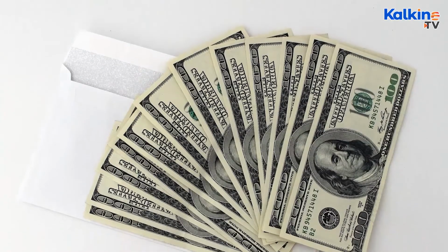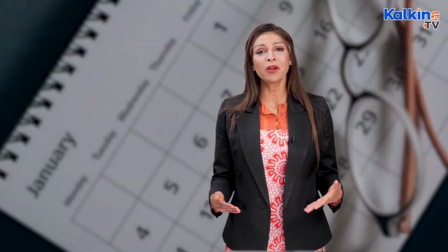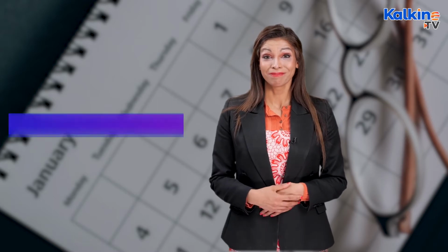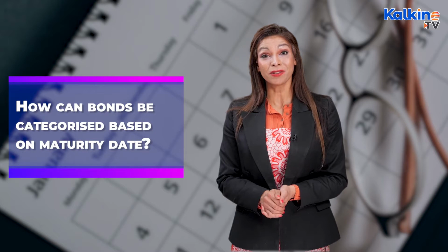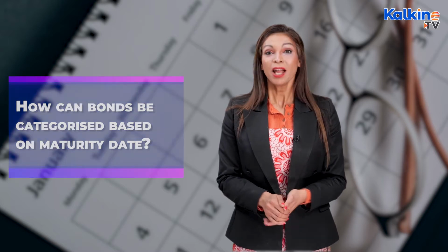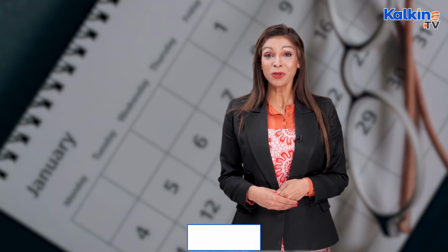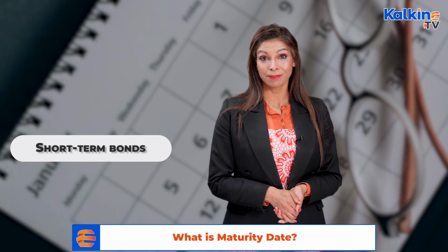The maturity date also represents the termination date of an instalment loan. It signifies that the loan must be paid back in full on the maturity date. So how can bonds be categorised based on maturity date? Bonds can be categorised into three categories based on maturity date. These are as follows. Short-term bonds.